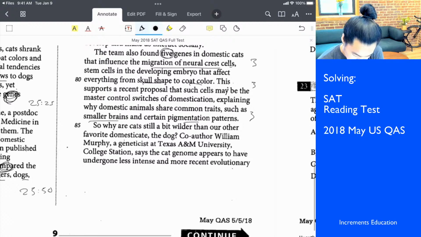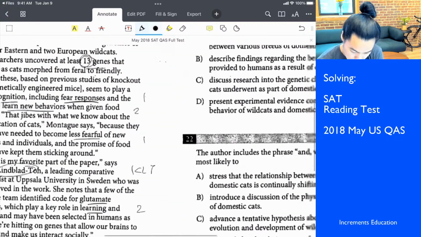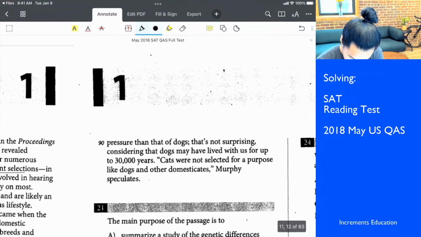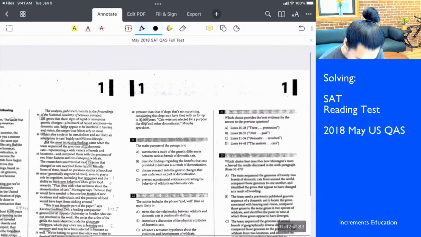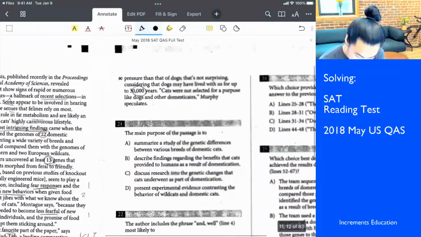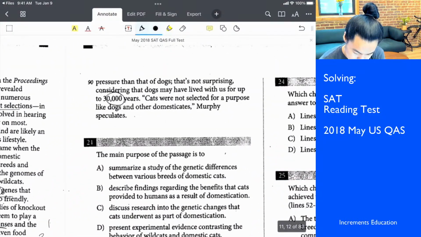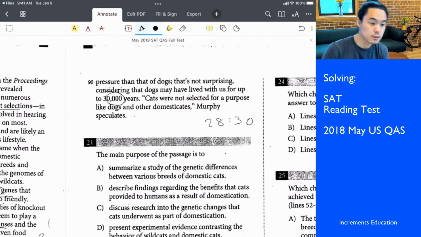This is all, yeah, a bit wilder than the dog. Wow, William Murphy, so many names. Less intense, more recent evolution. 30,000. Cats were how many? 9,000? 9,500. I see. 2830. Stop. All right, that was pretty good reading.